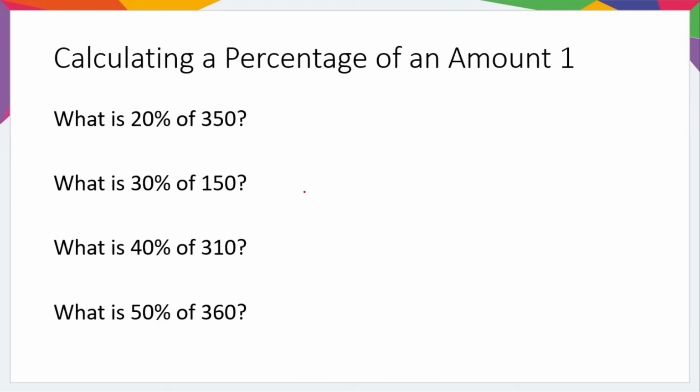If you know 10%, you can work out any multiple of 10%. So what is 20% of 350? Well, 10% is 35. So 20% is going to be 35 times 2, which is 70. 30% of 150? Well, 10% is 15. So 30% is going to be 3 times 15, which is 45. 40% of 310, well, 10% is 31. So 40% is going to be 31 times 4, which is 124.